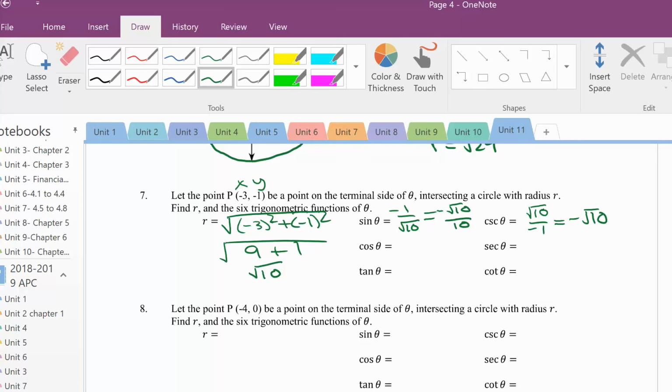Cosine is X over R. So it's -3 over rad 10, which is -3 rad 10 over 10. Secant is just the reciprocal, so it's rad 10 over -3. Tangent is Y over X, so -1 over -3, which is 1/3. Cotangent is X over Y, so -3 over -1, which is +3.